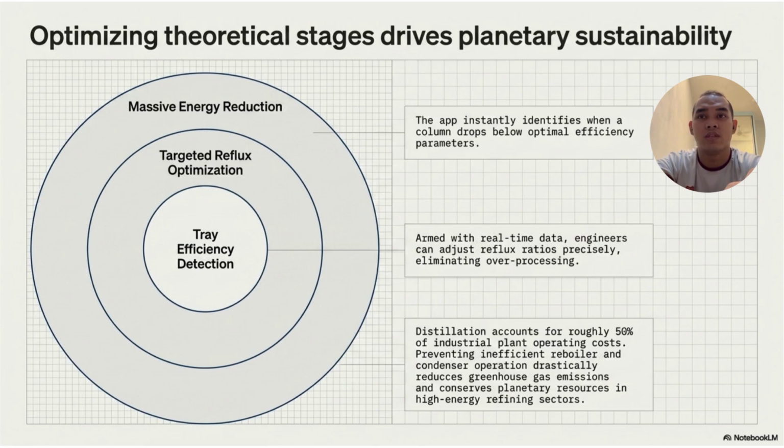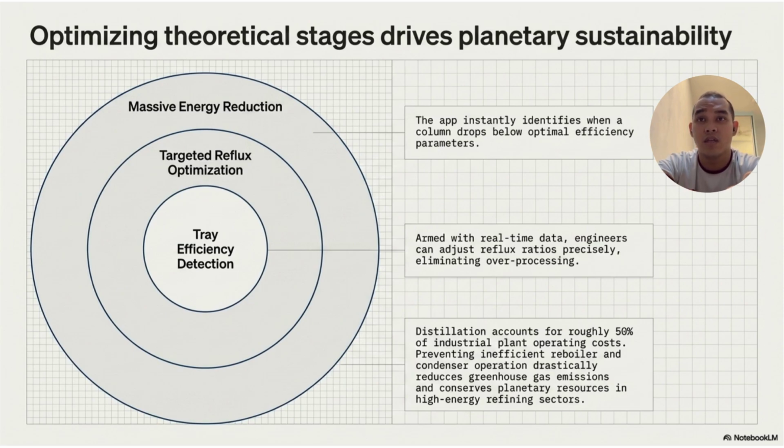Distillation is one of the most energy-intensive operations in the chemical industry, accounting for approximately 50% of the plant's operating costs. By optimizing the number of effective theoretical stages and preventing inefficient reboiler and condenser operation, the column requires less heating and cooling energy. This reduction in energy consumption directly translates into lower greenhouse gas emissions, reduced fuel usage, and better conservation of natural resources.